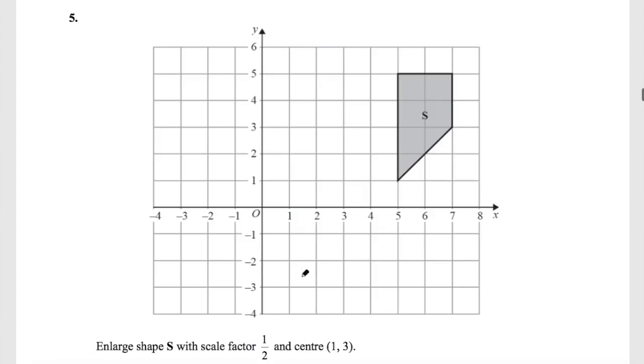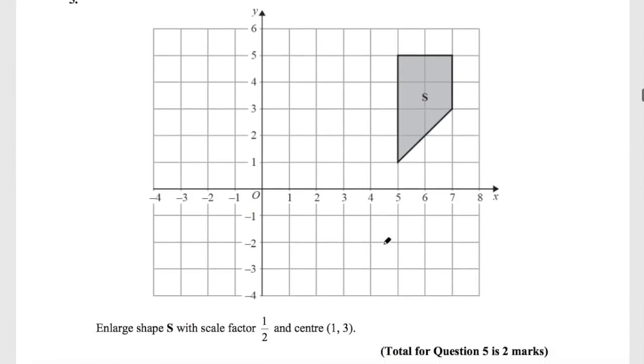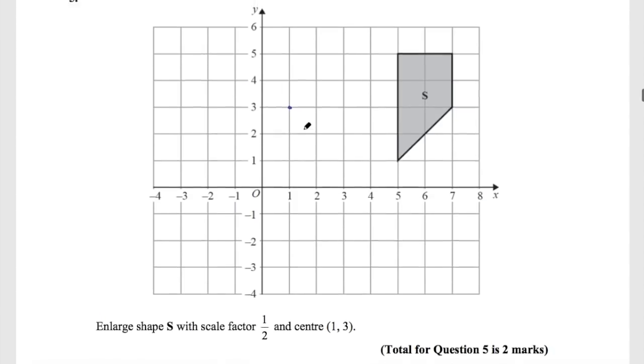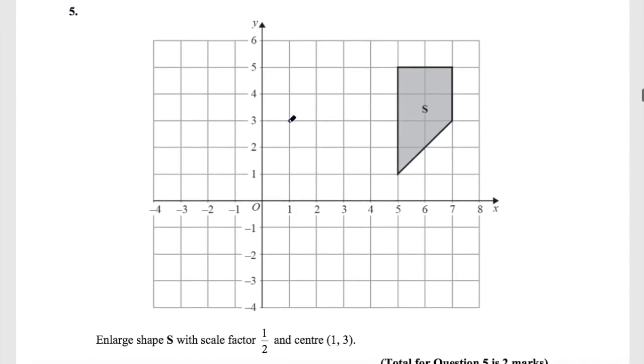Question 5 gives us a grid with a trapezium, and it says enlarge shape S with scale factor 1/2 and center 1, 3. Okay, so let's first find the center, that's at 1, 3. And we need a scale factor of 1/2. So starting at this point, to get to one of the vertices of shape S, we need to go up 2 and across 4. If we have a scale factor of 1/2, we need to half those distances. So we can go up 1 and across 2.